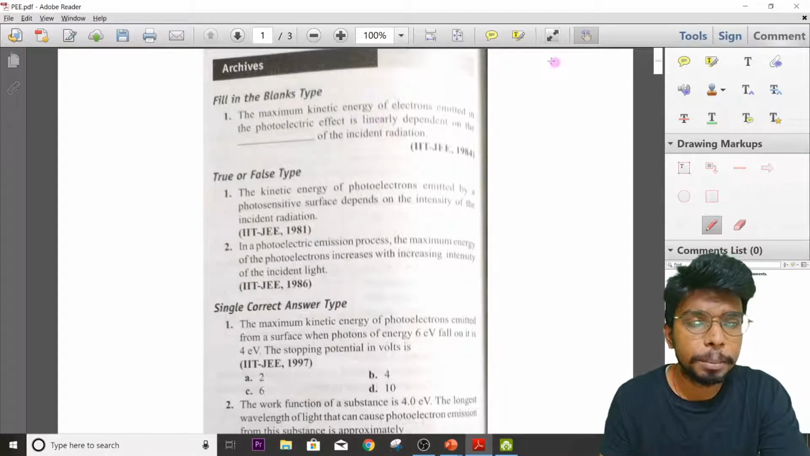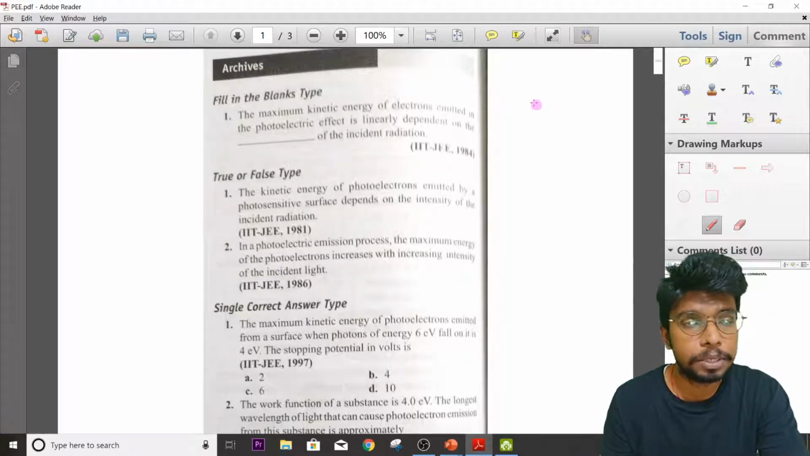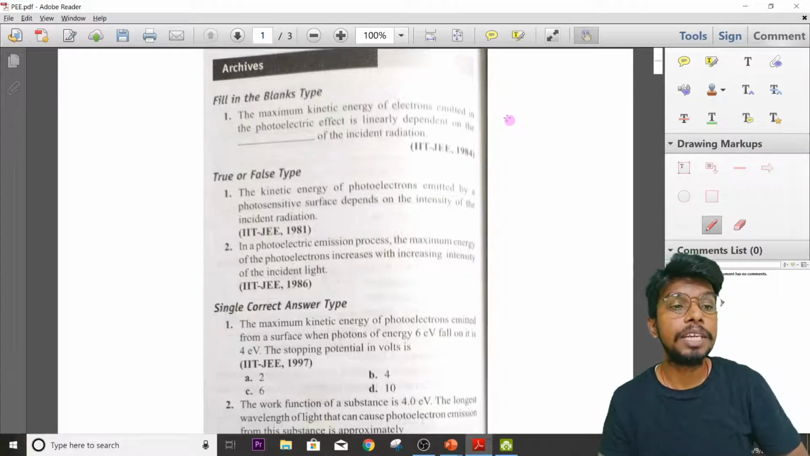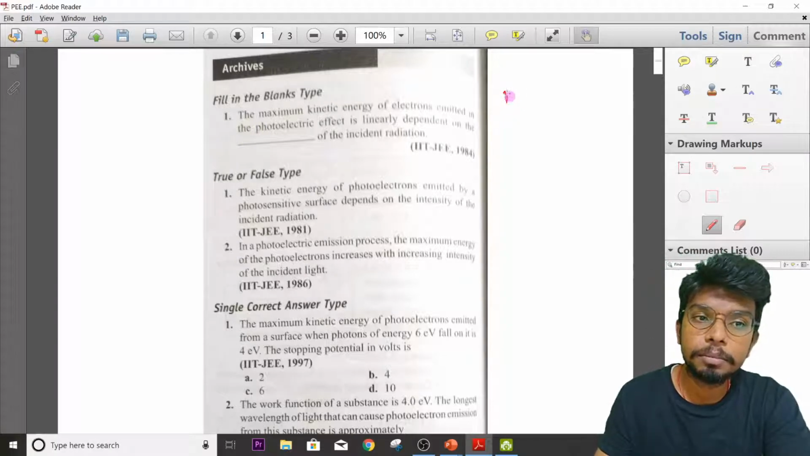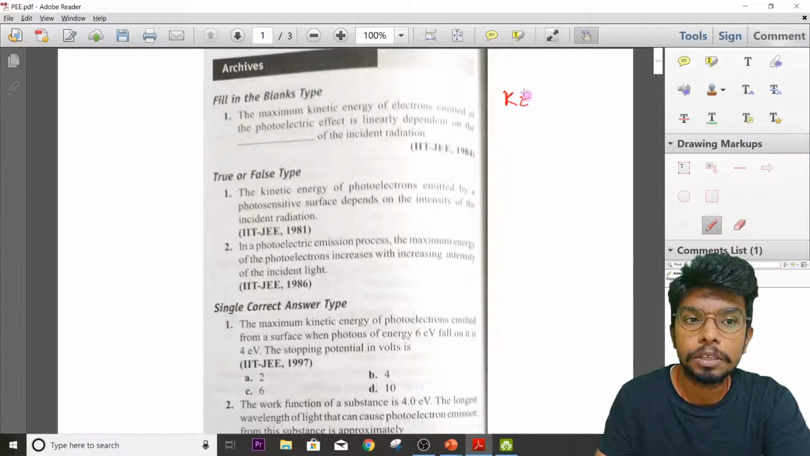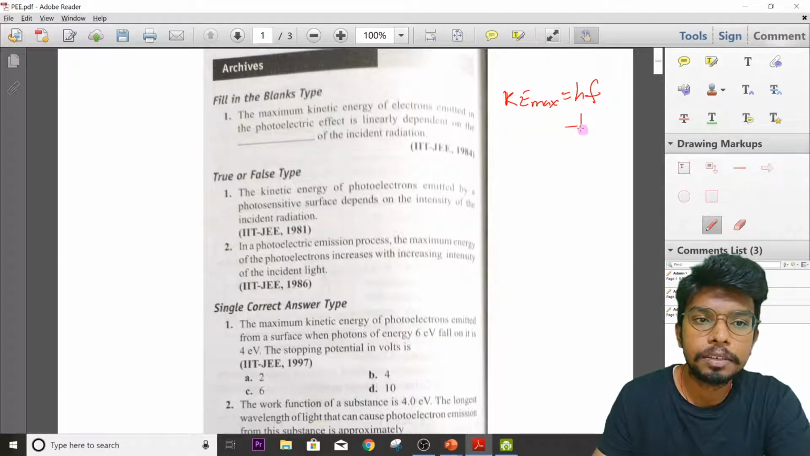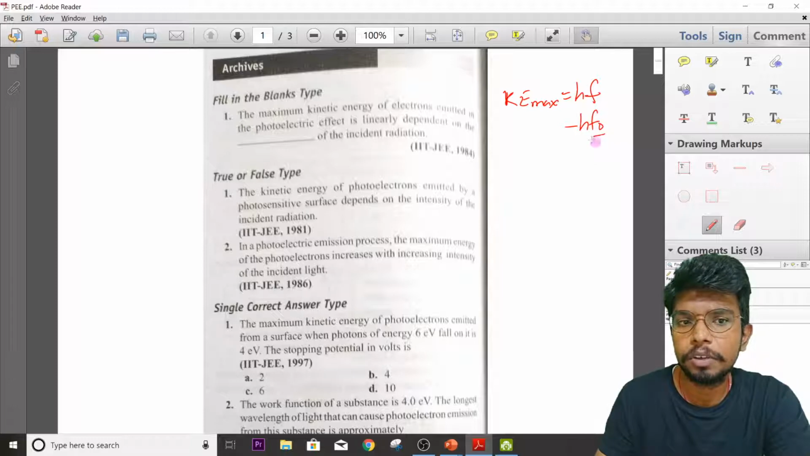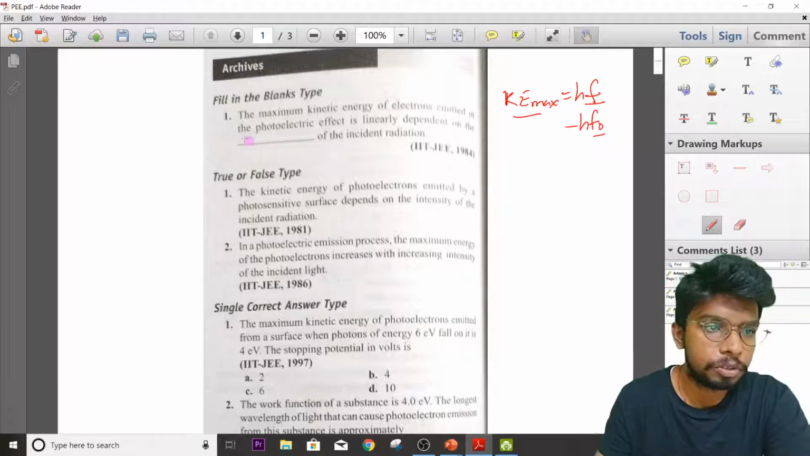The maximum kinetic energy of electrons emitted in the photoelectric effect is linearly dependent on the dash of the incident radiation. Fill in the blanks used to come back in 1984, but still concepts are concepts. Remember, the maximum kinetic energy only depends upon the frequency and nothing else. It is h nu minus h f naught, where f naught is the threshold frequency. So it depends on the frequency, so the result should come out to be frequency.